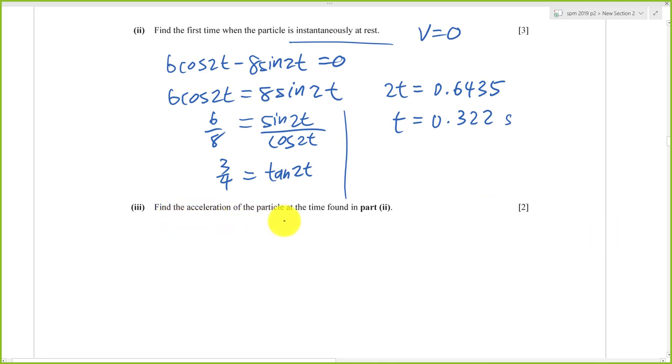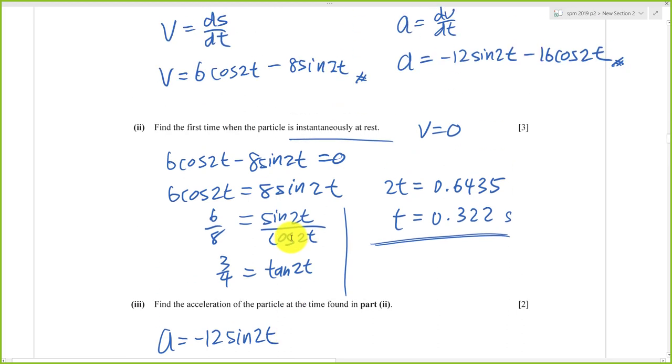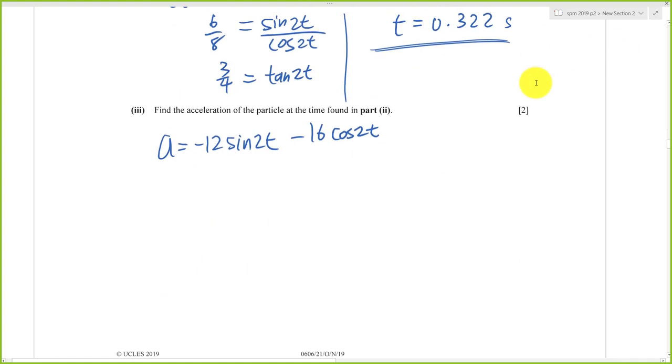And then find the acceleration of the particle at the time found in part 2. So that means what is the acceleration when time equals to 0.322? Basically, you have the A equation, right? So just substitute into the A equation. Negative 12 sine 2t minus 16 cos 2t. So basically, I'm taking this equation, okay? So yeah, you just sub in the 0.322 into here.